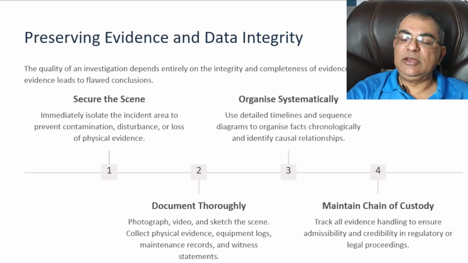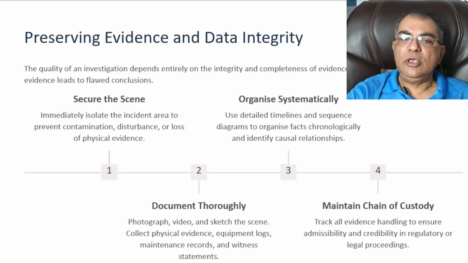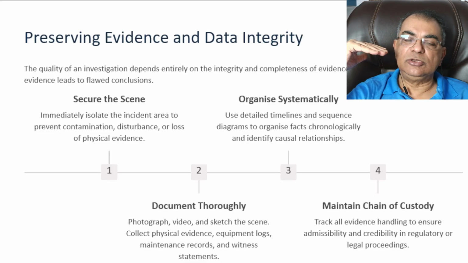Preserving evidence and data integrity is very important in the investigation. The quality of an investigation depends entirely on the integrity and completeness of the evidence collected. Compromised evidence may lead to flawed conclusions, because if you are unable to gather quality information, that is why it is required to start the investigation immediately. Secure the scene: immediately isolate the incident area to prevent contamination, disturbance or loss of physical evidence. This is just a revision from my last video.